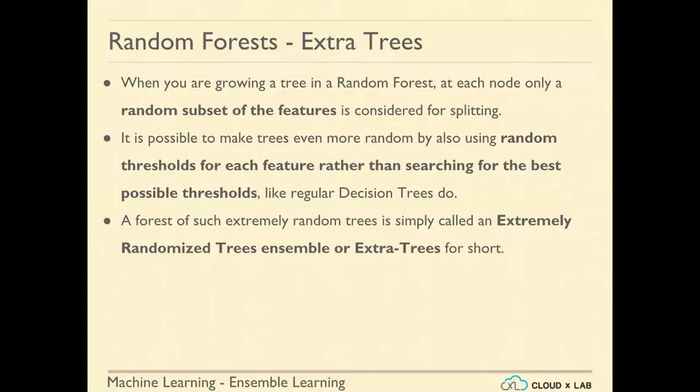Now, in random forests, we have something called extra trees. When you are growing a tree in a random forest, at each node, only a random subset of features is considered. It is possible to make trees even more random by using a random threshold for each feature rather than searching for the best possible thresholds, like regular decision trees do.